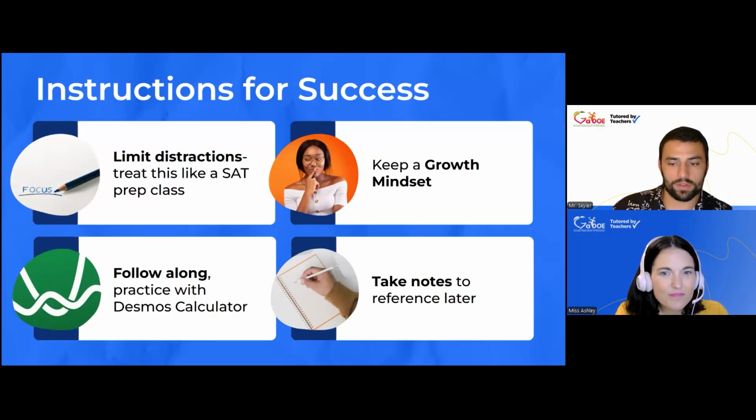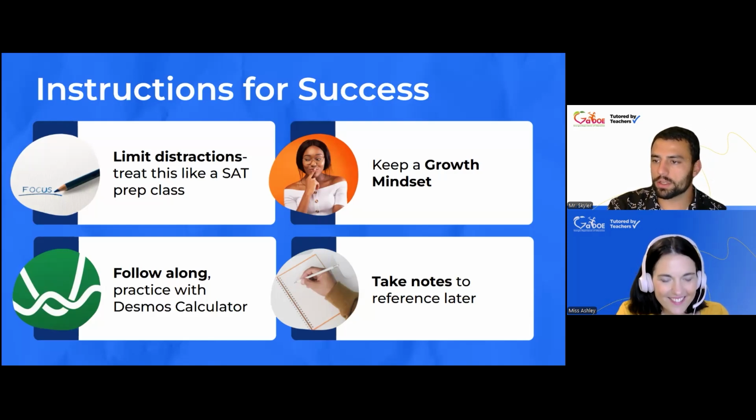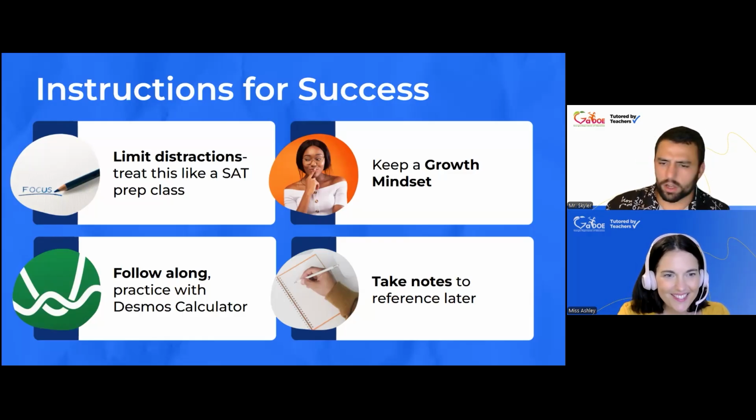So I already mentioned the Desmos graphing calculator. That's the one that is built in Blue Book. We're going to talk about that a little bit more in a second, but we want to make sure that you guys have everything you need strategy wise to get these things going. Miss Ashley, I'm going to take over the instructions for success while you drop that Desmos link in the chat.